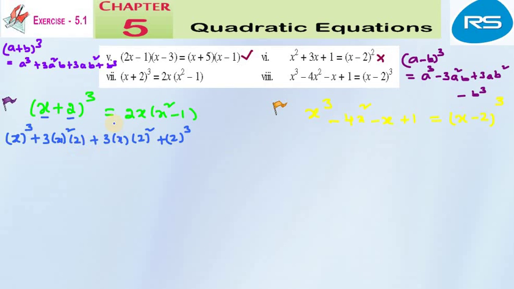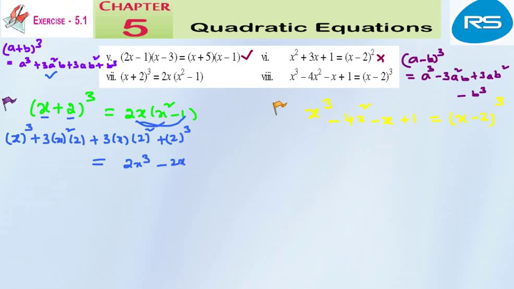So please take care, I already wrote the formula here. You can apply the (a+b) whole cube expansion: a cube plus 3a square b plus 3ab square plus b cube is equal to 2x with x square, 2x cube, 2x with minus 1 minus 2x.